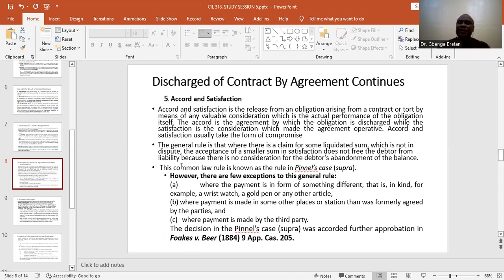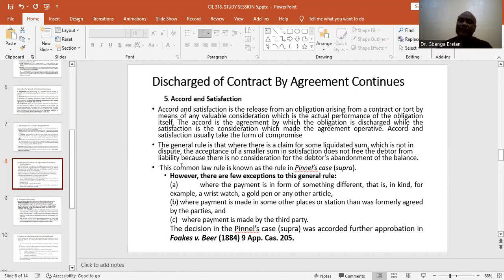In other words, if the money was to be paid in Lagos and the person now received the money in London, the law says that he will not be entitled to the balance of the money. But when you are owing a person in Lagos 1 million naira and you paid him 300,000 and said you should forget the rest, he can come back to ask for the 700,000, because the place of payment is not different from the place of owing. So he can come back.